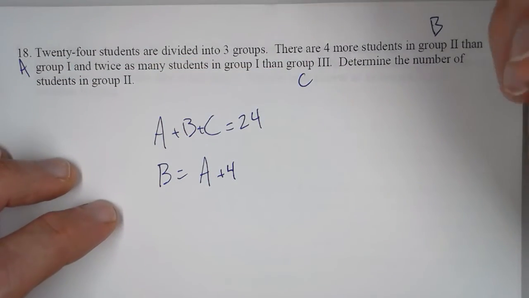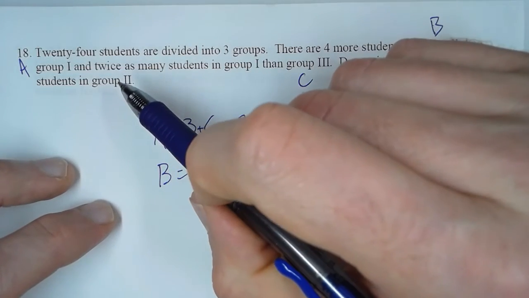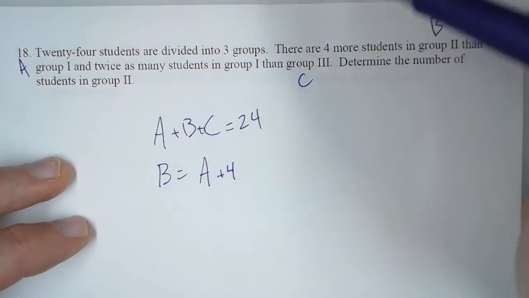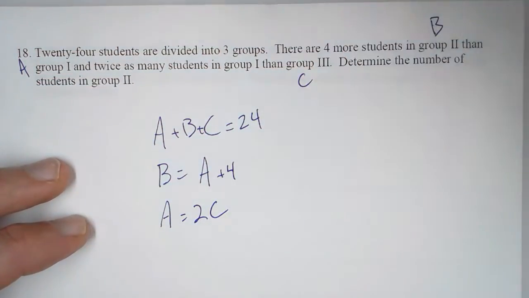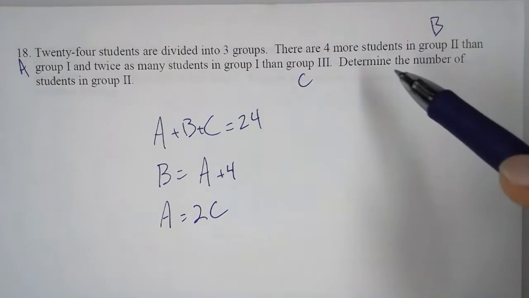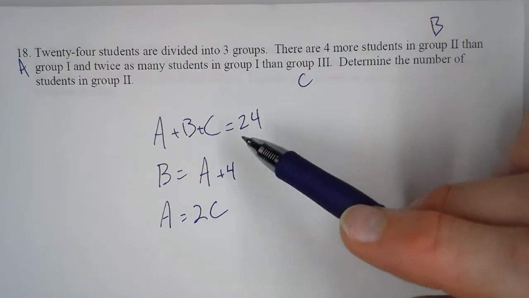Then it says there's twice as many students in Group 1 than Group 3. So that means A equals 2C. Now we want to figure out the value of Group 2, value of B.